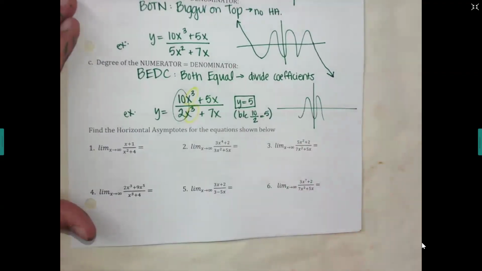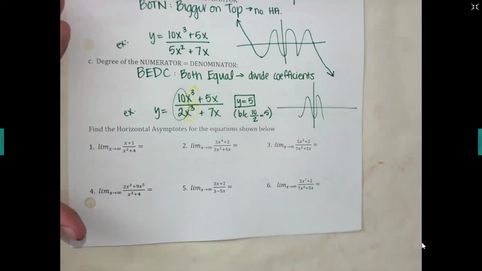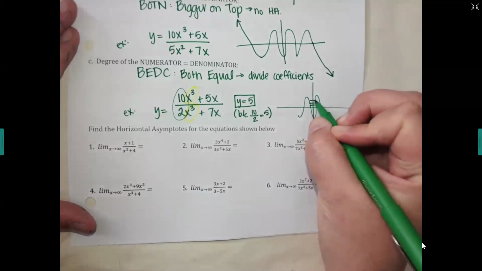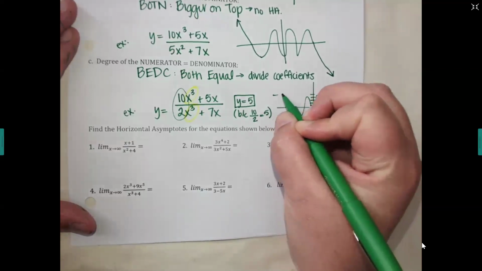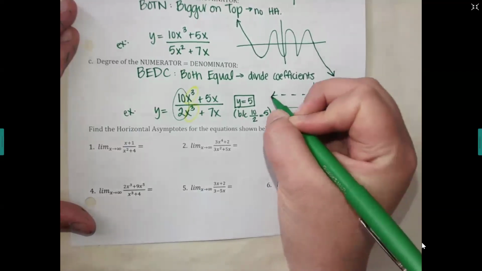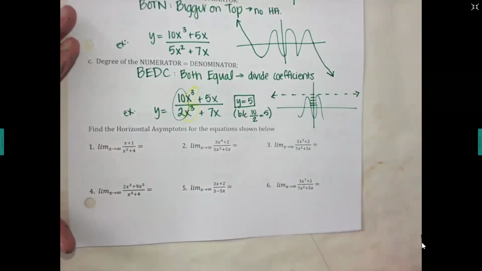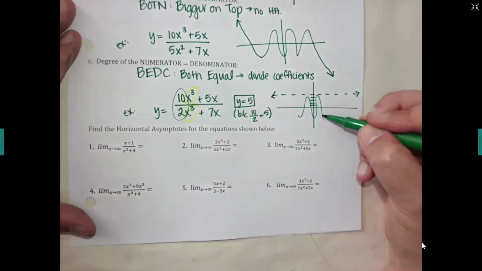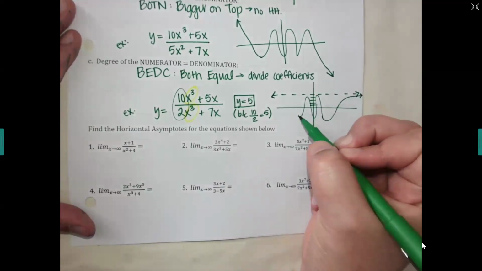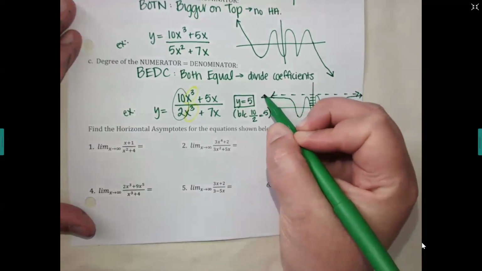Crazy stuff in the middle, doesn't matter. And then I want you to sketch where 5 would be as a y value. So 1, 2, 3, 4, 5. And then I want my graph to approach 5 on both sides. So I'm going to curve this side up to 5, and then curve this side up to 5.